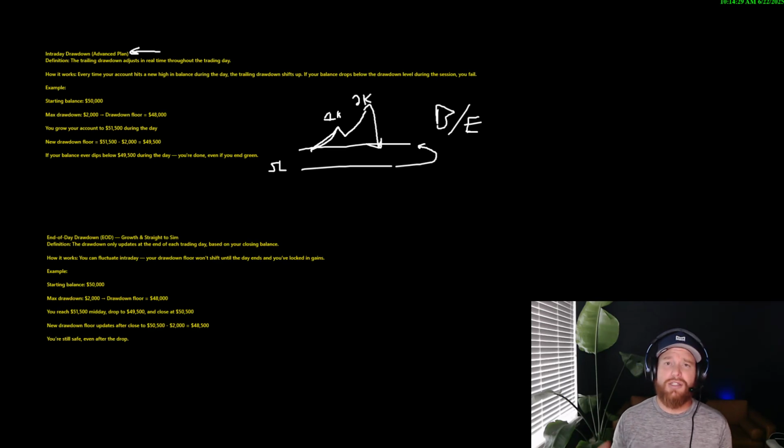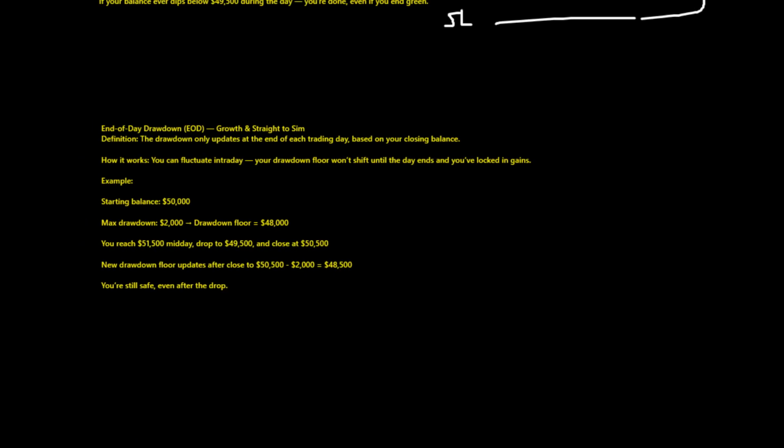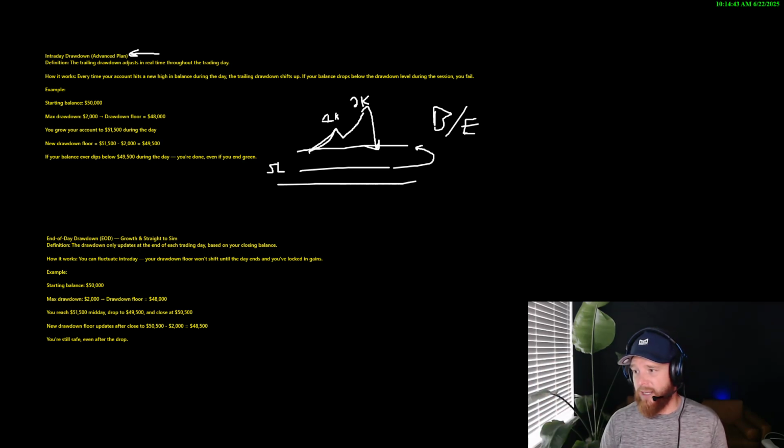Now, the growth and straight to sim funded accounts, these have end of day drawdowns. Just like here, it's a drawdown that only updates at the end of each trading day. So in this case, you don't have that trailing drawdown behind you. If we use this example here again, and it does dip against you, and say you stopped out at break even, you never actually lost the account because your account is actually still at 0. So it matters where the account closes.